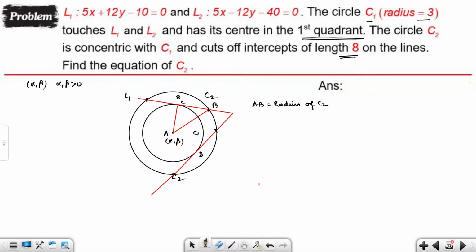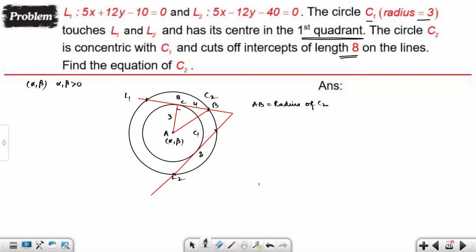Simple thing. This length, AC, is 3. It is given. And how many of you can see that the length of BC will be 4? Am I correct or not? The length of BC will be 4. How many of you can see that? The length of BC is 4. Am I correct or not? Yes, sir.